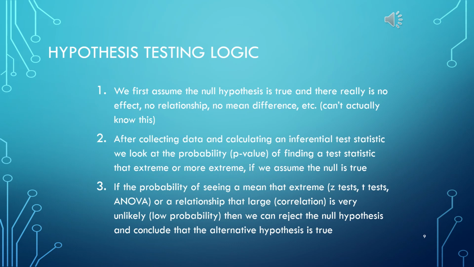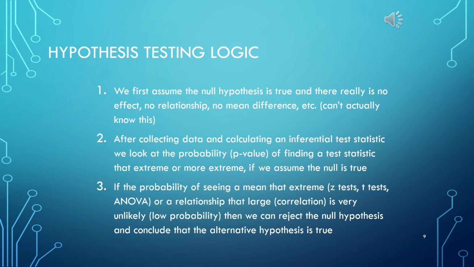We assume that there really is no effect, let's say, of drug A on depression, or no effect of an intervention on people's reading ability, or there's no mean difference between two different groups of people. Now, we can't actually know this because the null hypothesis is saying that there is no effect. That would mean we'd have to observe every single instance of whatever we're interested in that has ever happened or will ever happen in the population, and there's just no possible way to do this.